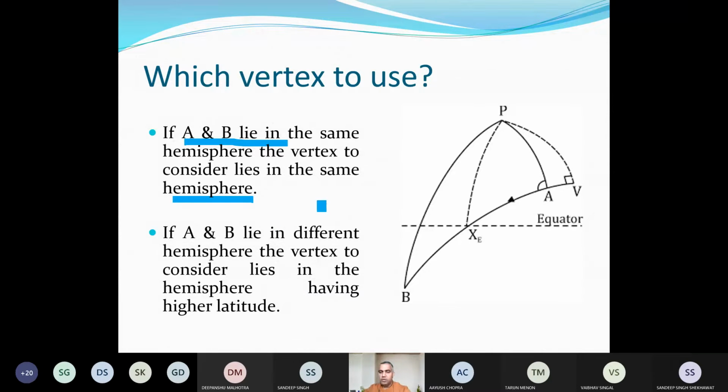Now, let us say you see this diagram on the right hand side. We are going from north to south hemisphere. Latitude of A, let's assume, is 40 degrees north, and latitude of B is 30 degrees south. So higher latitude is on the northern hemisphere. So we will consider the vertex of the north hemisphere only.